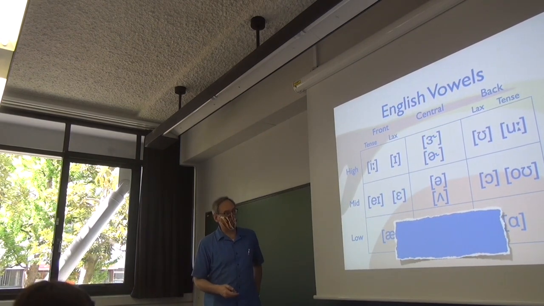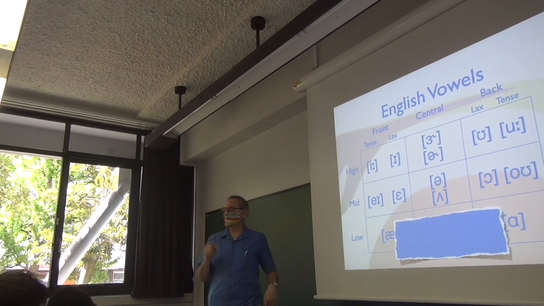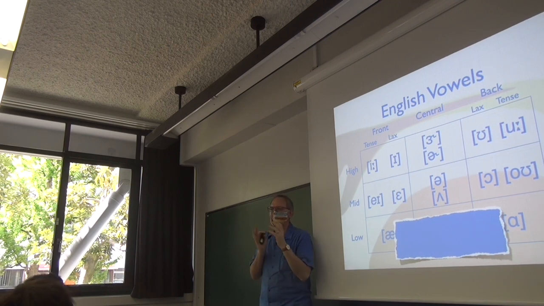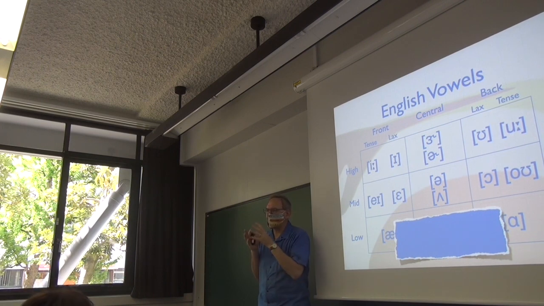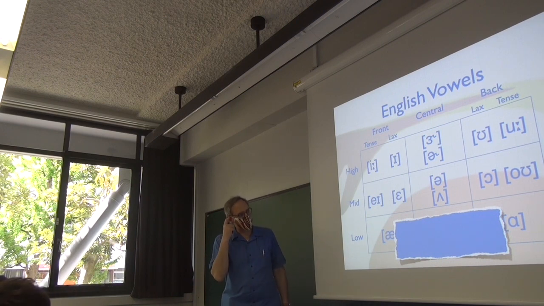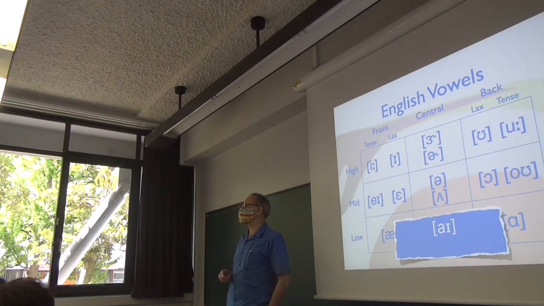Okay, so those are the 14 vowel pronunciations of English. 14 monophthongs. Mono means one. Thong is the Greek word for segment. So monophthongs are single segment vowels. We also have diphthongs. We have 3 of them in English, like the sound I.